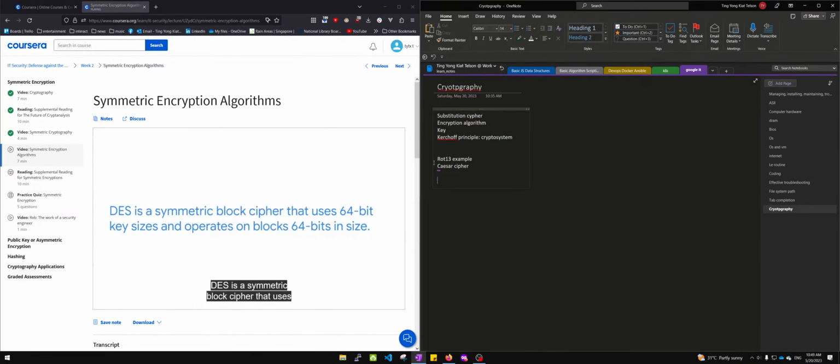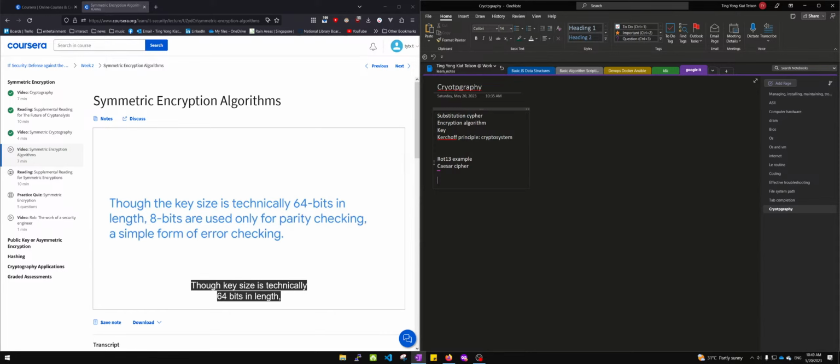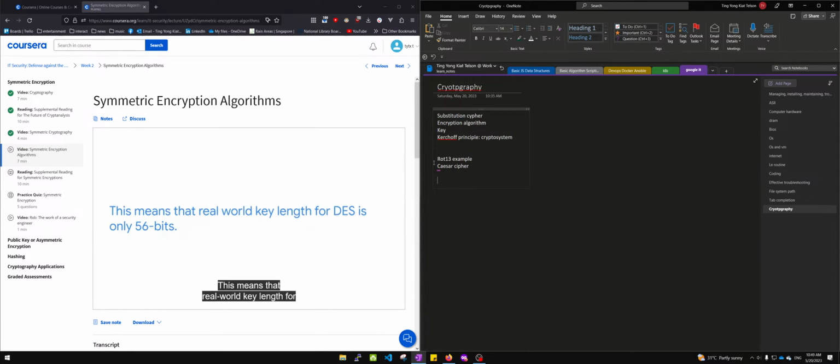DES is a symmetric block cipher that uses 64-bit key sizes and operates on blocks 64 bits in size. Though the key size is technically 64 bits in length, 8 bits are used only for parity checking, a simple form of error checking. This means that real-world key length for DES is only 56 bits.